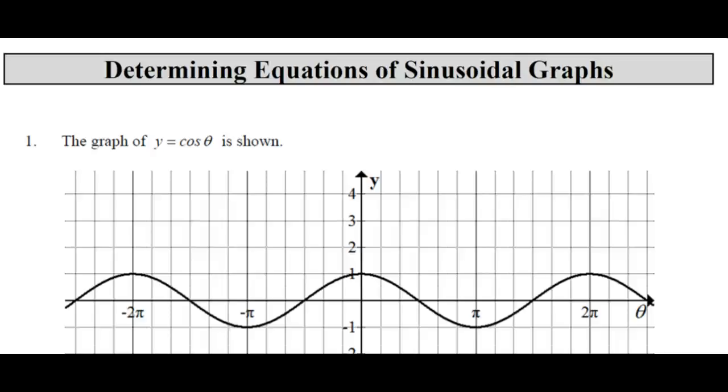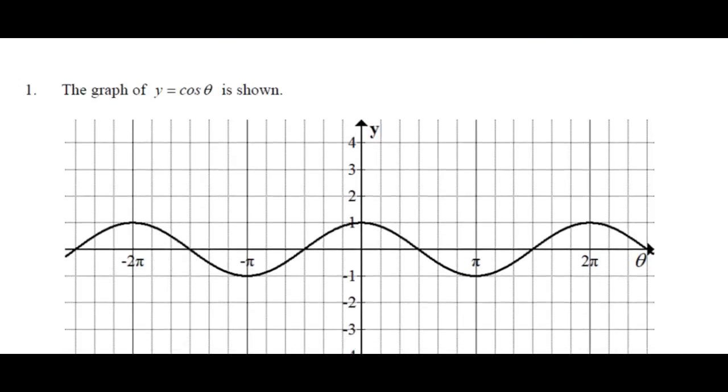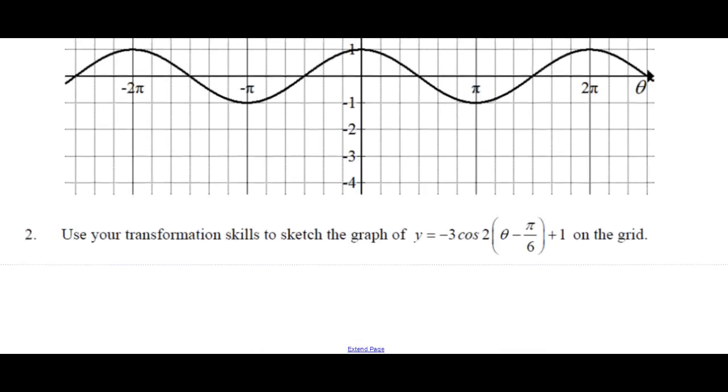So, determine equations of sinusoidal graphs. We're starting with y equals cos theta. We want to use our transformation skills to sketch the graph of y equals -3 cos 2(theta minus pi over 6) plus 1 on the grid. So let's use some words. What kind of transformations are going on here?